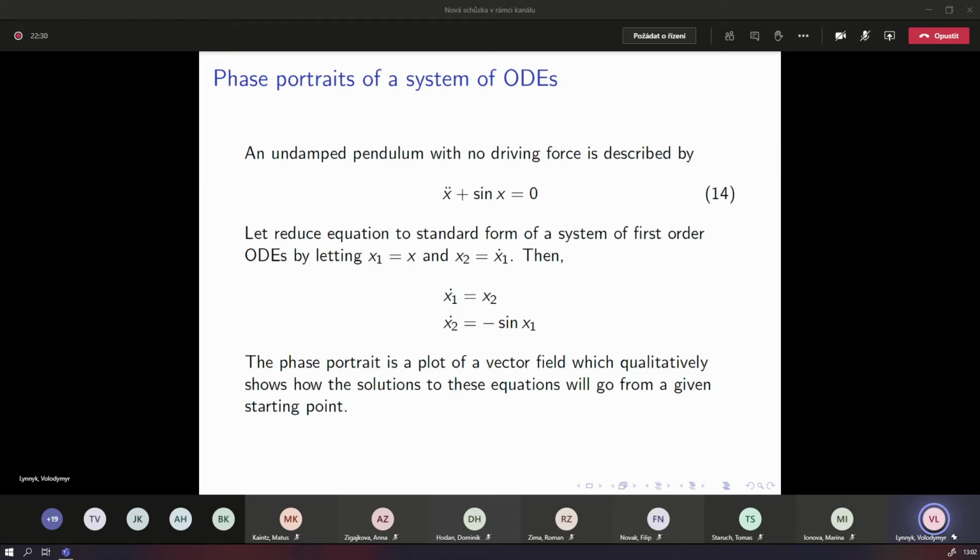Then x1 dot equals x2 and x2 dot equals minus sin x1, and the first portrait is a plot of a vector field, which qualitatively shows how the solution to these equations will go from a given starting point.